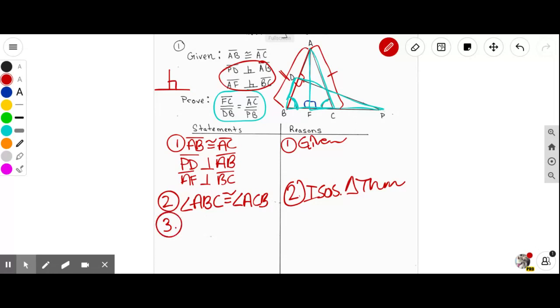So now I can state that this is a right angle and this is a right angle. Technically, all four of them are, but you don't really need the one to the left of each one because we're not going to use it in the triangles. So I'm going to say angle PDB is a right angle. And in the same one, I can say angle AFC is a right angle. How do I know they're right angles? Because I know the definition of perpendicular.